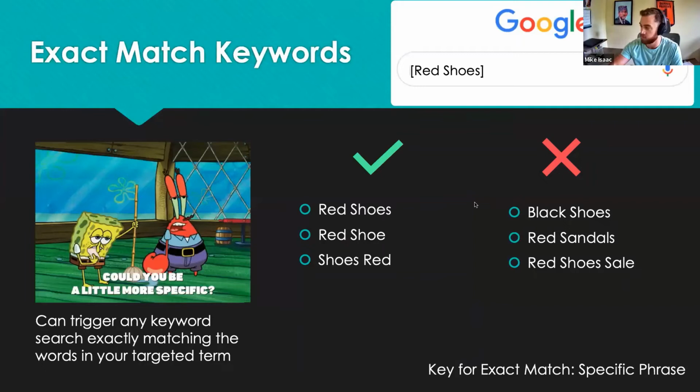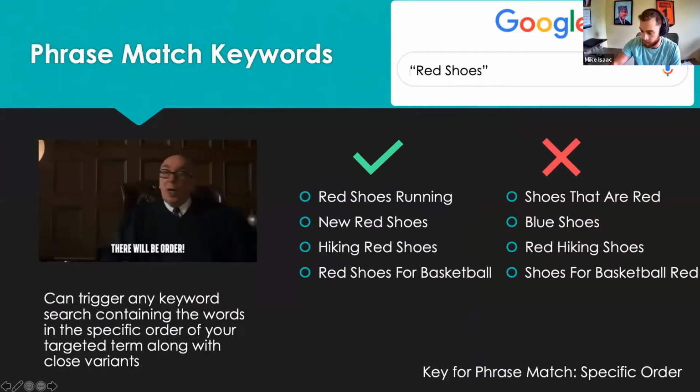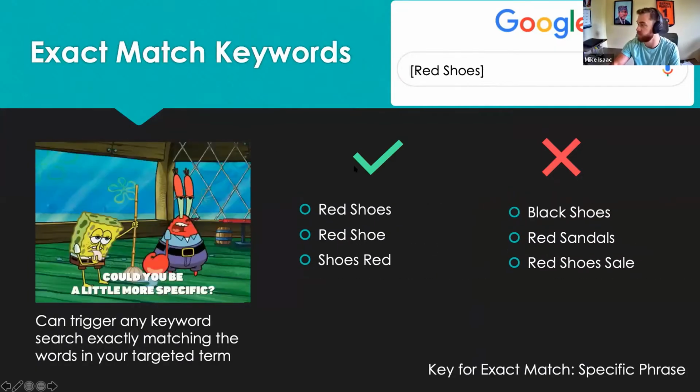As we go through all of these, you'll see in the top right over here what the keyword structure looks like. When you implement the actual keyword into your search campaign in Google, with exact match, it's going to be these brackets that you see here. With this keyword right here, we're using the example red shoes as the exact match keyword. So what that means is an exact match keyword can trigger any keyword search exactly matching the words within your targeted term. So with this, the keyword's red shoes, right?